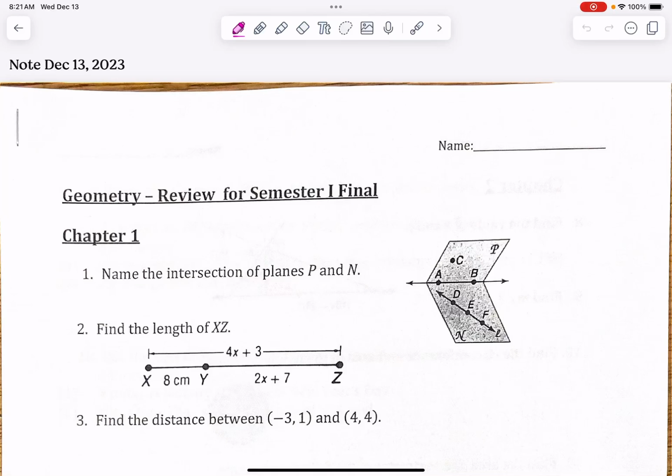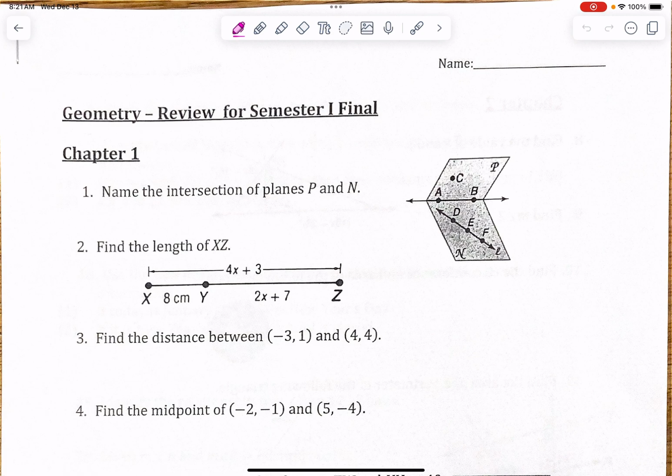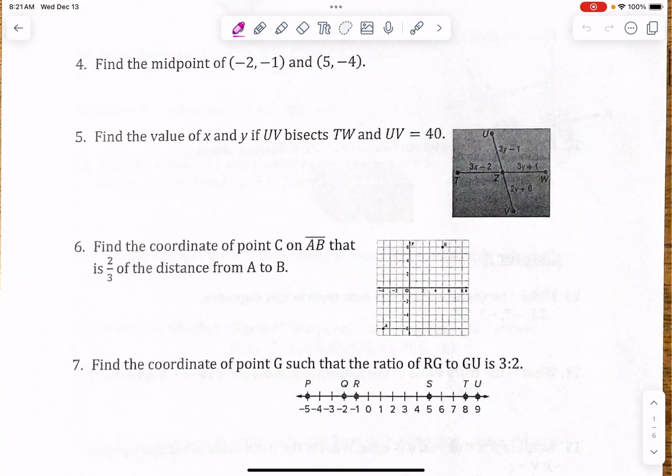Okay, geometry, I'm recording this first little bit of the review because I'm going home. Chapter 1, I'm just going to start and work from front to back. There are 45 questions and we'll have 3 days to review. So I'm going to do about 15 questions today.